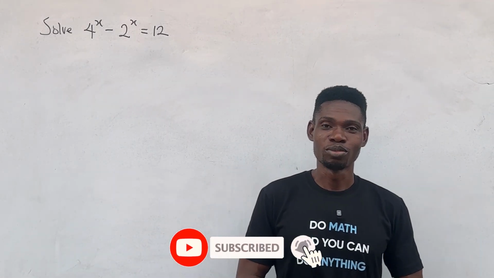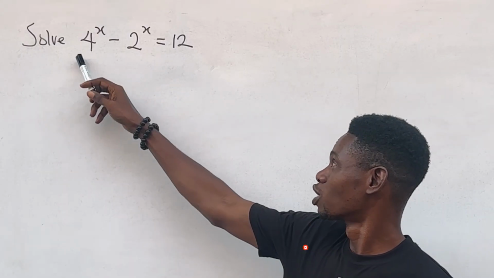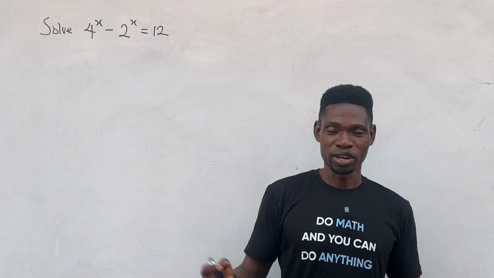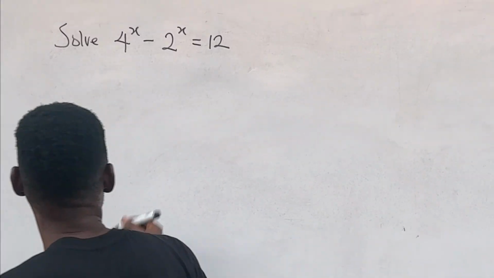Today in class, we're going to be solving this equation as you can see on the board that says 4 raised to the power x minus 2 raised to the power x is equal to 12. Okay, if you're excited to solve with me, let's go. Solution.